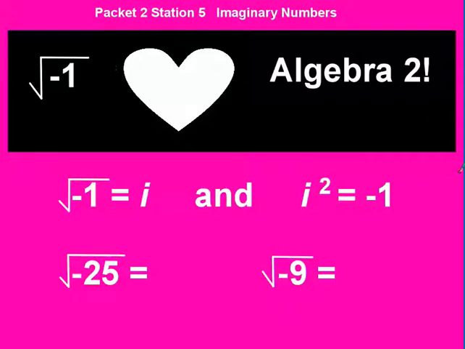Now, if you ever do forget these facts, you could just type in i squared in your calculator, and as long as it's in a plus bi mode, it will give you -1. But that's the basis for the imaginary number system here. The square root of -25 is 5i. The square root of -9 is 3i.